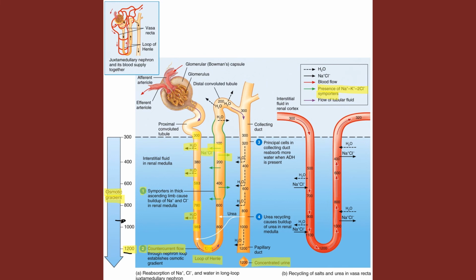So since that tubular fluid constantly moves from the descending limb to the thick ascending limb of the nephron loop, that thick ascending limb is going to be constantly reabsorbing sodium and chloride, and the sodium and chloride that is reabsorbed here contributes to the osmotic gradient overall in the interstitial fluid.